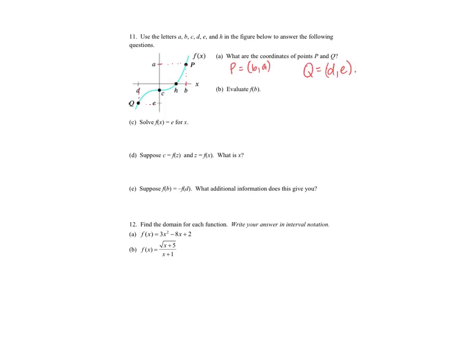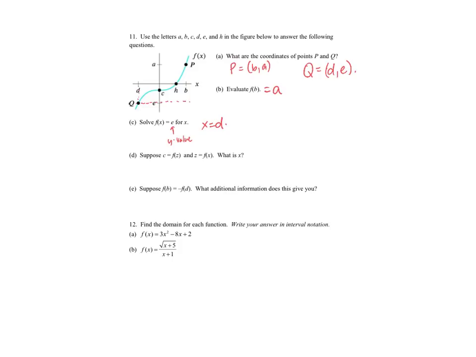Then it says evaluate f of B. So if I want to evaluate f of B, I want to go over here to the B and I want to go up and see the y value that corresponds to that. F of B is equal to A. And then it says I want to solve f of x equals E for x. So that E is a y value. Okay, and so if I look along here, at the y value E, when does the function hit that y value E? Well, it hits it here at x equal D.